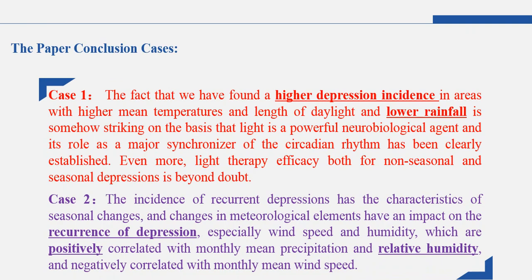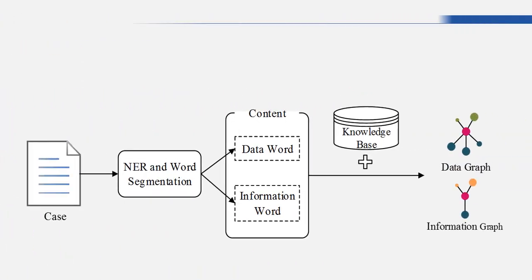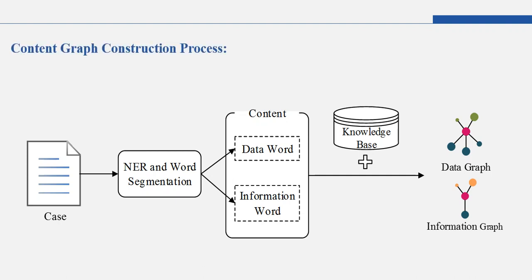The first is the content graph. We have completed the conclusion of two papers on the correlation between meteorology and depression. One paper linked depression to high rainfall, where another suggests the opposite, leaving readers wondering. The first is the content graph construction process.